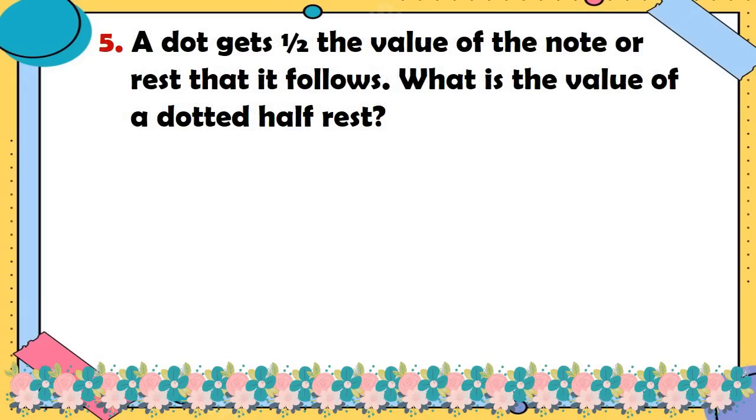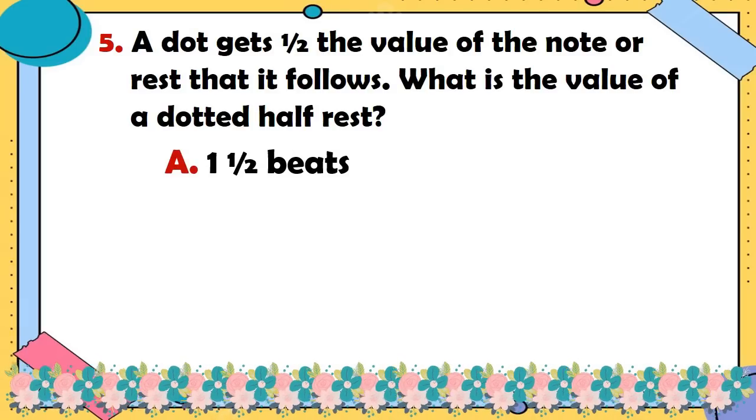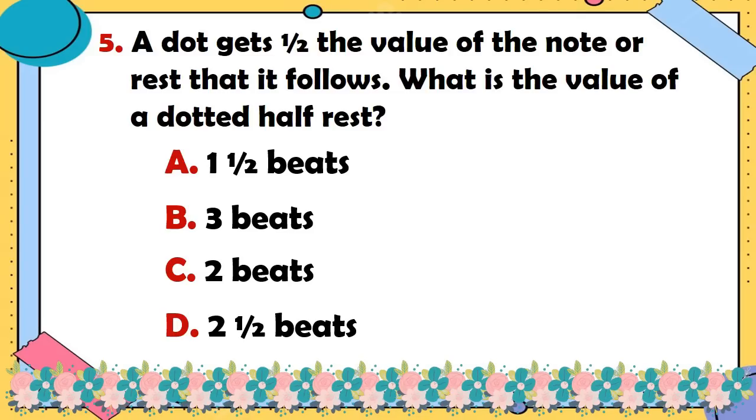Number 5. A dot gets 1/2 the value of the note or rest that it follows. What is the value of a dotted half rest? A, 1 1/2 beats. B, 3 beats. C, 2 beats. D, 2 1/2 beats. What is the correct answer? Very good. The answer is letter B, 3 beats.